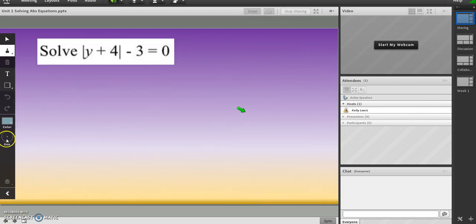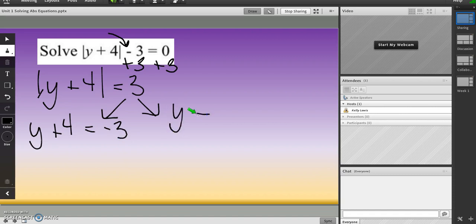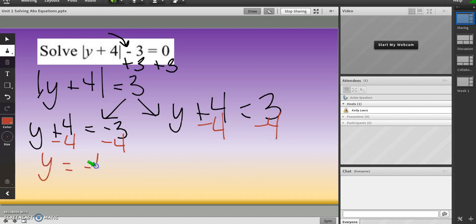Let's do another one. You need to think of it like grouping symbols, and we need to get that absolute value all by itself. So here we need to add 3 to both sides. We need to get rid of it, and the opposite operation of negative is positive. So what we really have is absolute value of y plus 4 equals 3. Now we need to split it up. y plus 4 equals negative 3. y plus 4 equals 3. So we're going to subtract 4 on both sides. And so we get y equals negative 7.